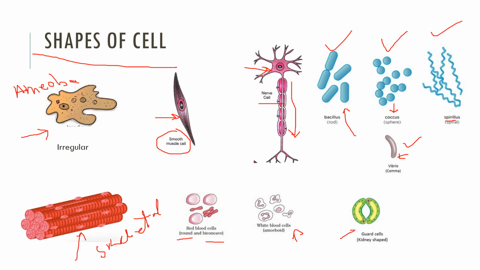In case of plants, various cells are present like parenchyma, collenchyma, and sclerenchyma cells. And here I have shown the guard cells. These are kidney shaped cells, and these are present in plants in case of dicots, because in dicots kidney shaped guard cells are present, whereas in case of monocots, dumbbell shaped guard cells are present.